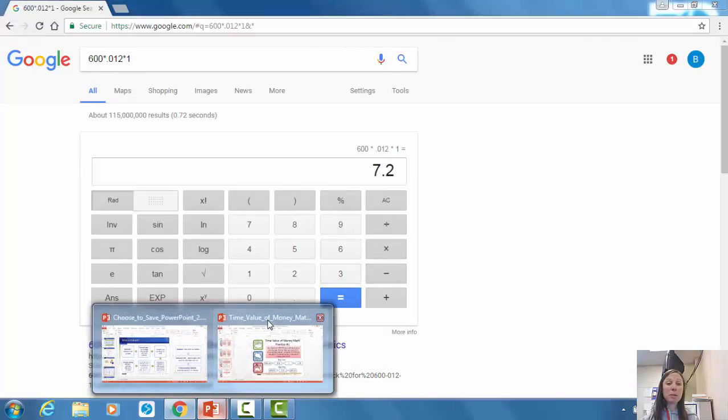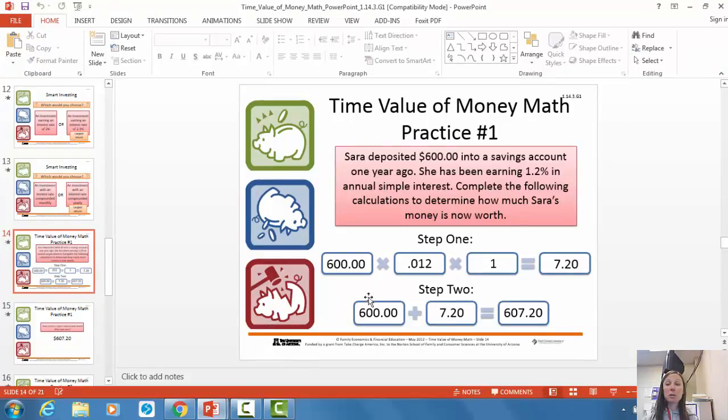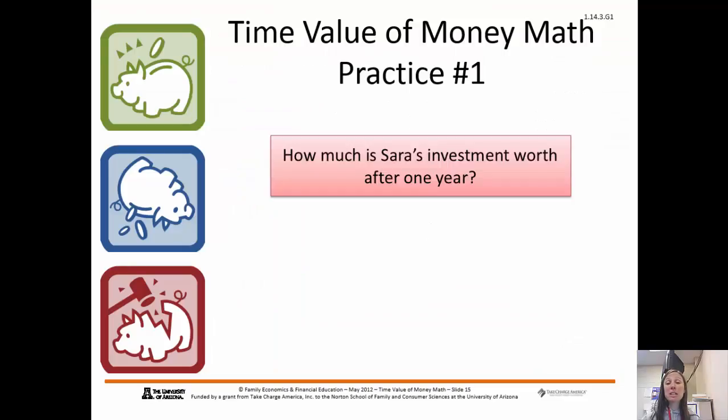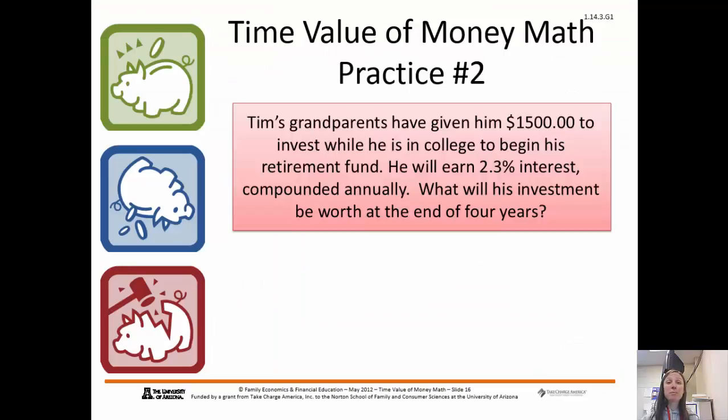And if I go back and look at my presentation, that is correct, $7.20. 600 plus the 7.20 gives me $607.20. That's how much her investment is worth after 1 year. So just by having her money invested, she's earned $7.20. That is unearned income because she didn't have to work for that. All right, now you try this one.